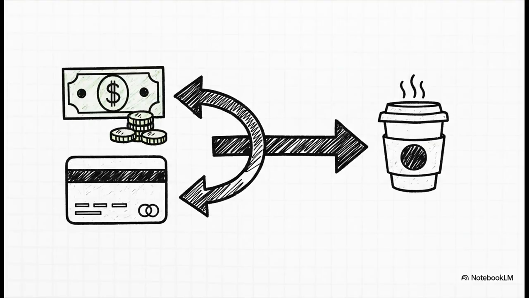Next up, meet the OR gate. Now this one's a lot more chill. Think about buying a cup of coffee. The cashier doesn't care how you pay. They just say, you can use cash or credit. As long as you have at least one of them, you're walking away with your coffee.